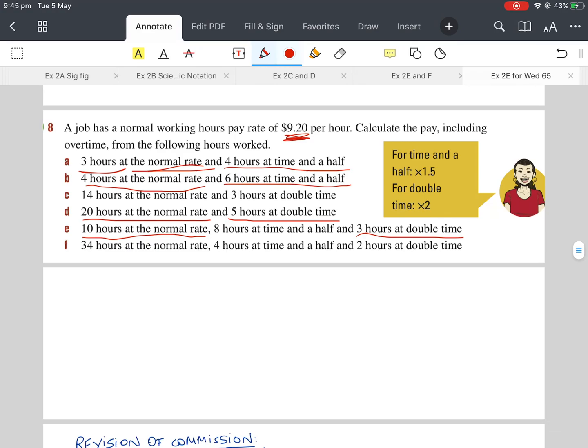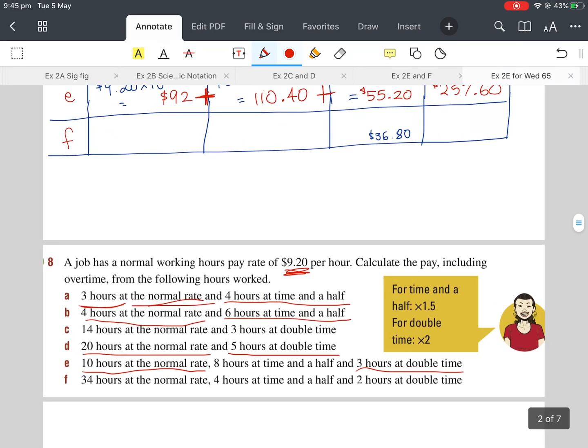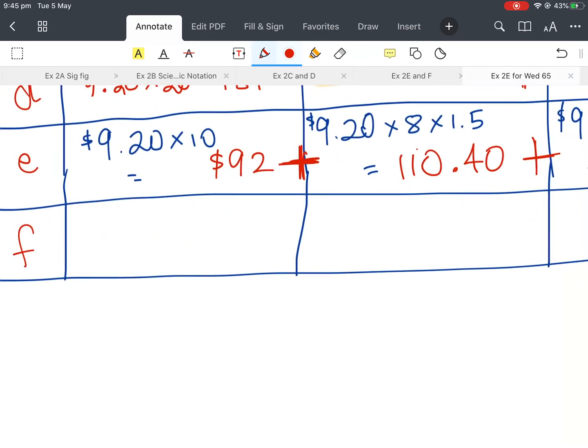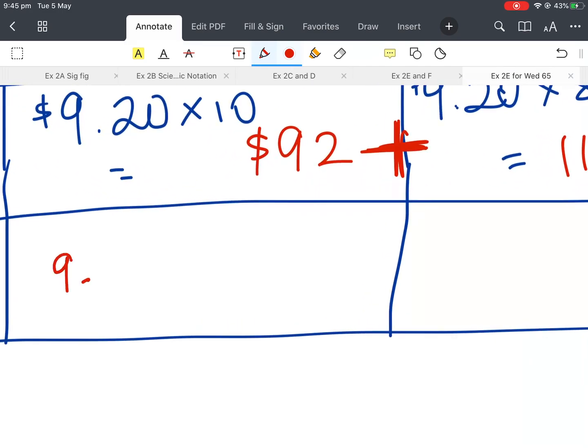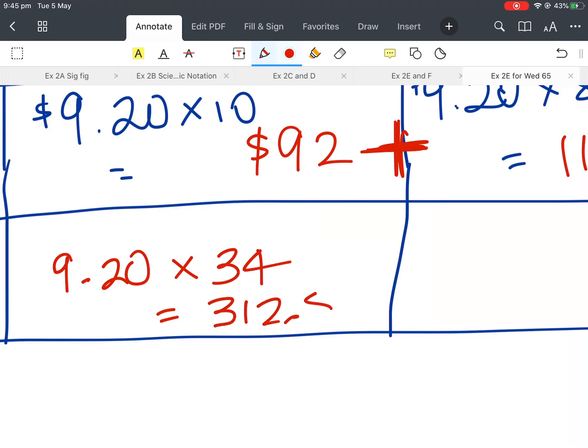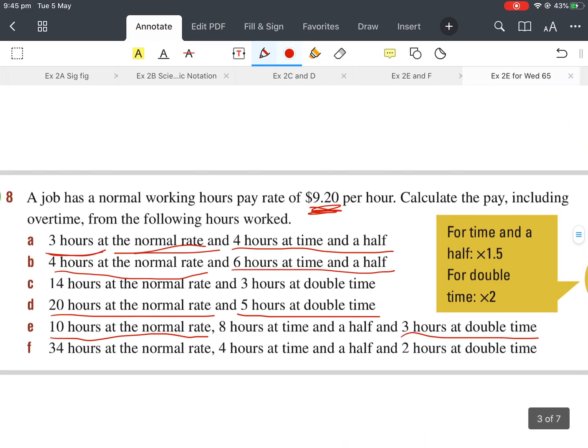34 hours at the normal rate, 4 hours at time and a half, and 2 hours at double time. Can you try and do F on your own in your book now, please? Pause the video for me. Have a go. Okay, here we go. 34 hours at the normal rate. So I'm going to do $9.20 times 34. I'm going to do that on my calculator. 9.20 times 34. That gives me $312.80.